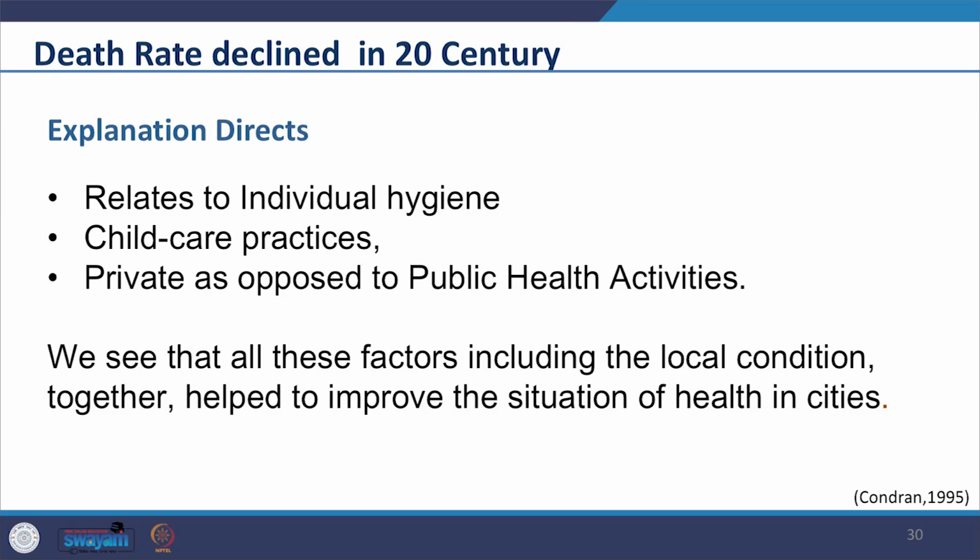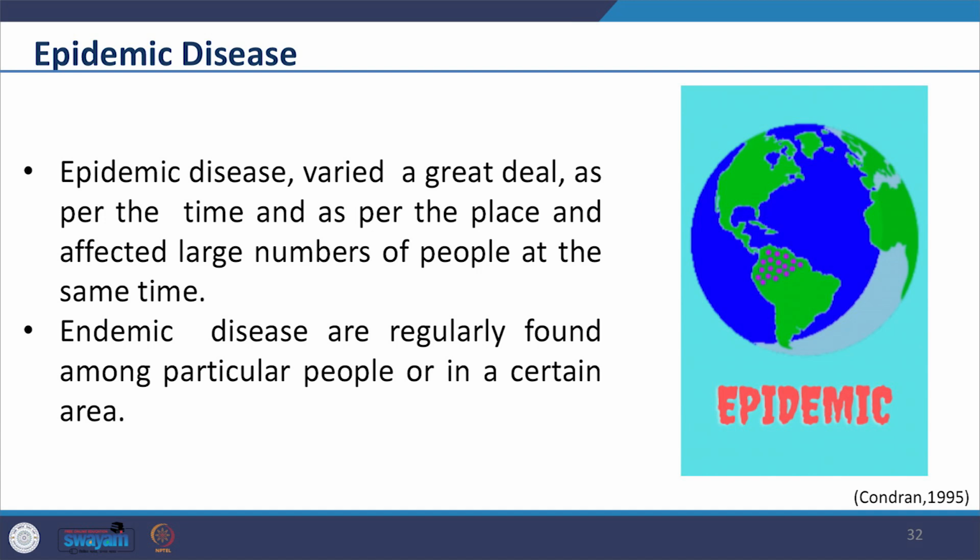So you see, in this period, we were focusing on specific environmental elements. We also see that the explanation directs to reasons relating to individual hygiene and childcare practices, private as opposed to public health activities. We see that all these factors, including the local condition, together help to improve the situation of health in cities. So we also see the social theory playing a part here. Epidemic disease varied a great deal as per the time and as per the place and affected large numbers of people at the same time.